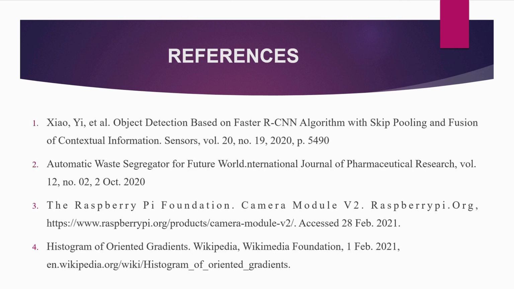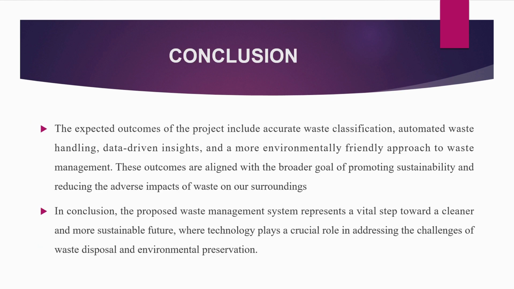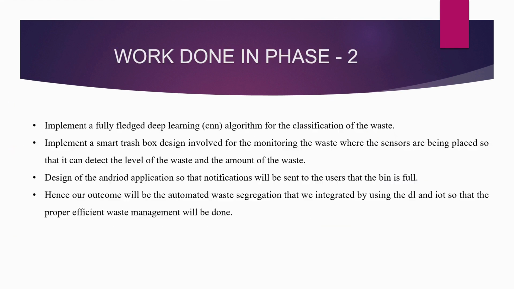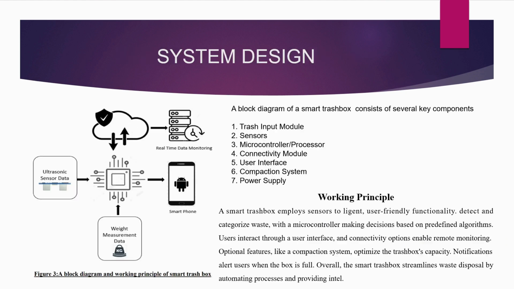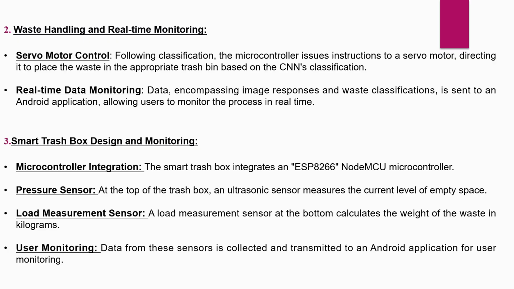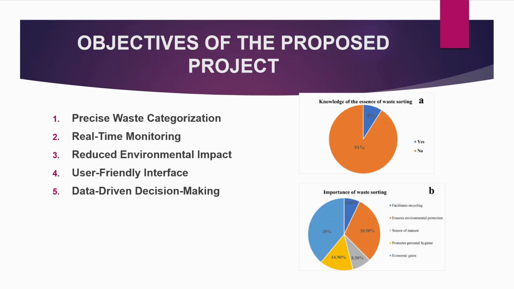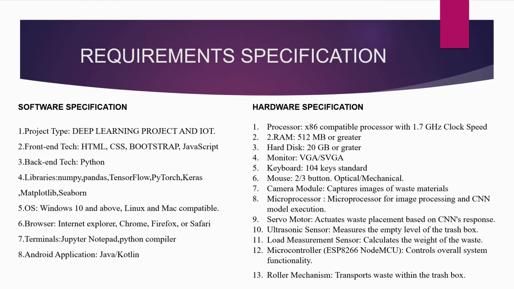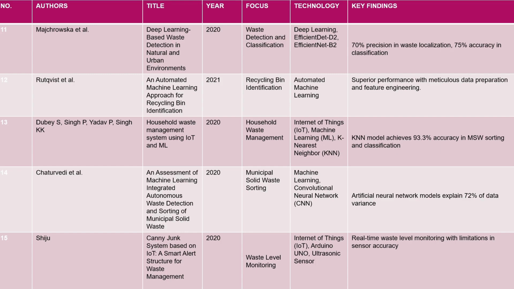So overall, we have to speak about the references. References means from where we have collected the sources, where we have done the literature survey, all has to be done. So these are the major things: references, conclusion, the expected outcome, the work done in phase 1 and the work to be done in phase 2, system design, then the methodology, the main objective of the proposed project, requirement specification, and hardware as well as software specifications.